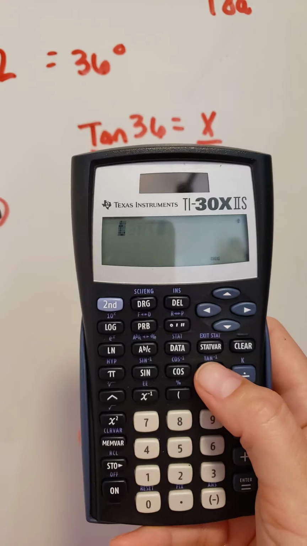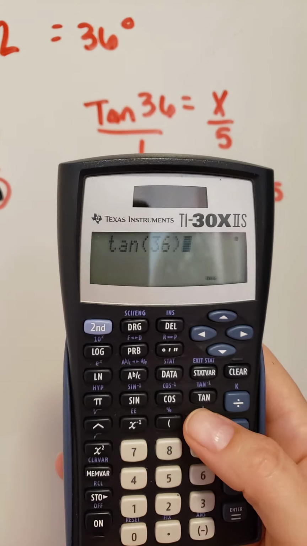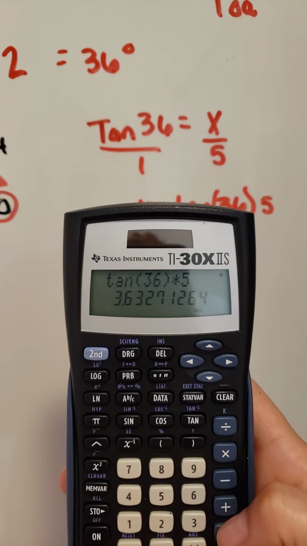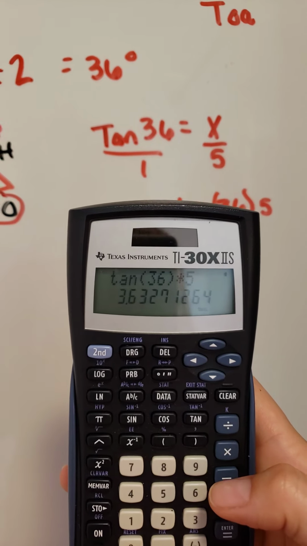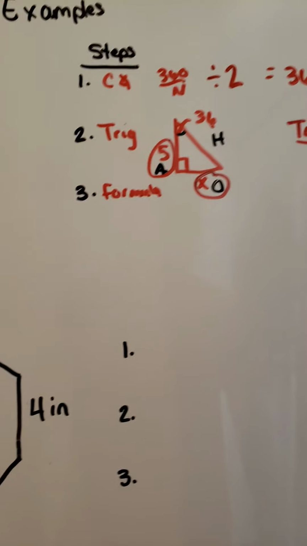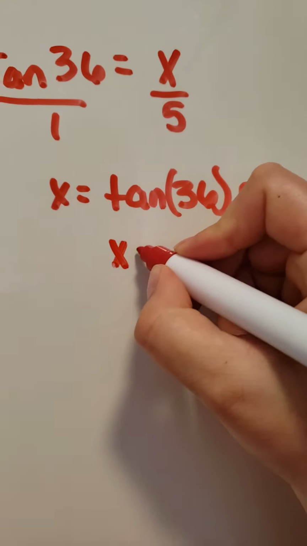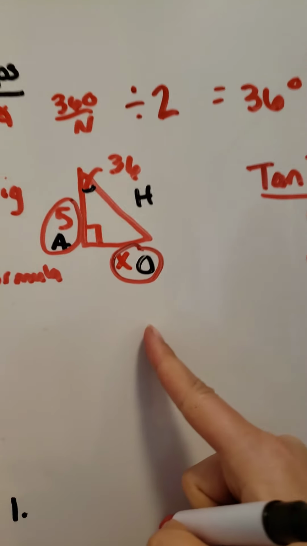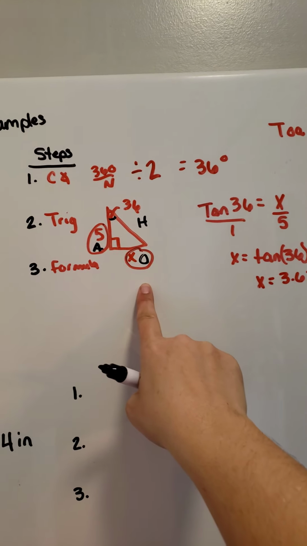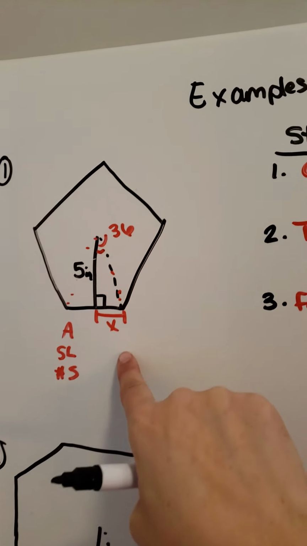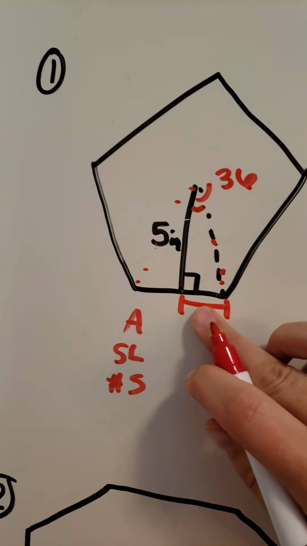I'm just going to take tangent of 36 times 5 equals 3.63271264. I'm going to round to the nearest hundredth and I get 3.63. Okay, set this down for a second. So I know that x equals 3.63. This value right here equals 3.63. This right triangle is that right triangle, which means this value equals 3.63.